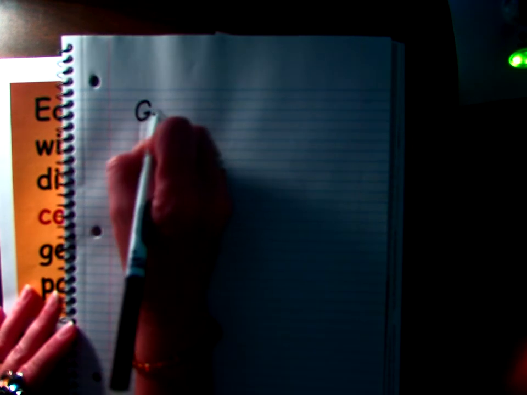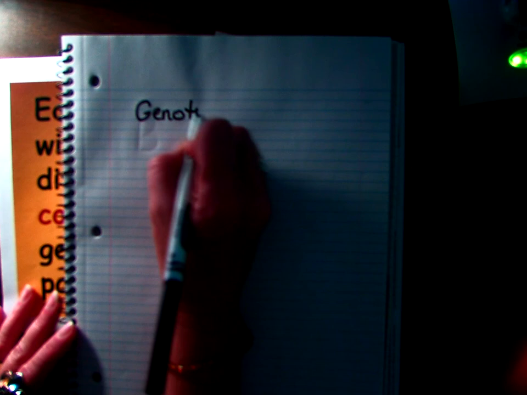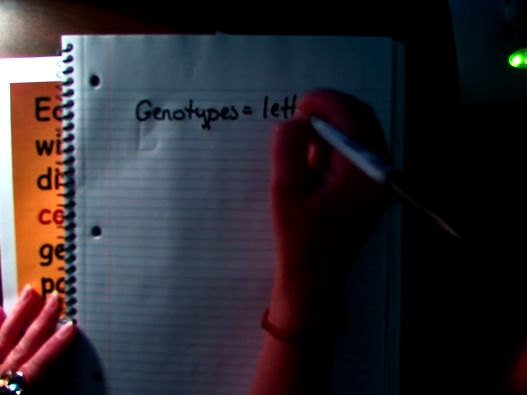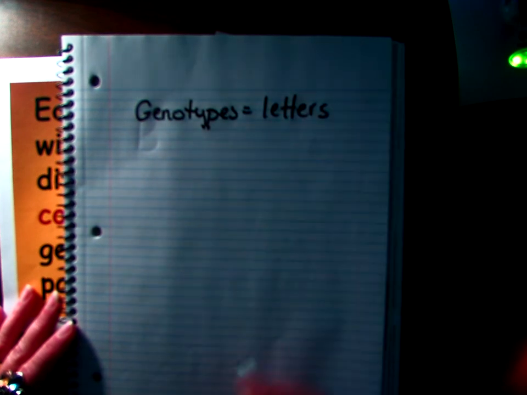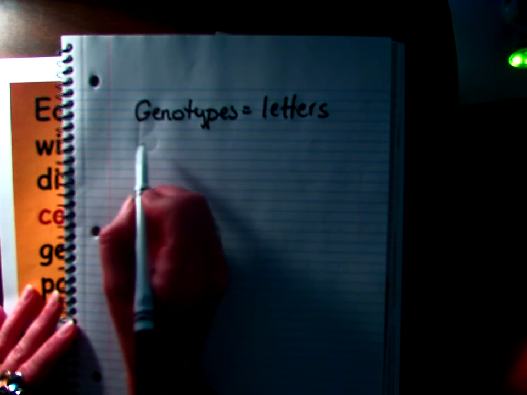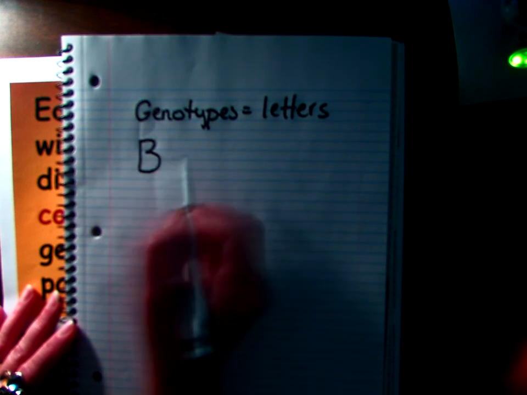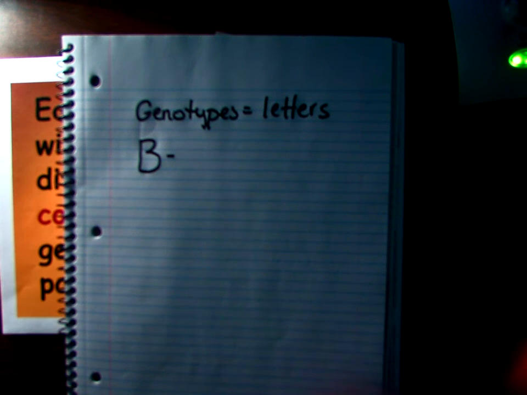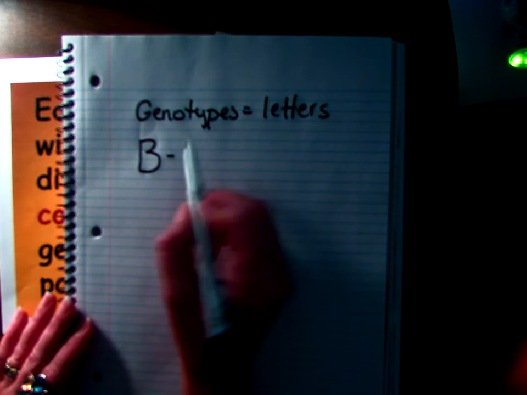We want to show you this real quick. So if we're talking about genotypes, genotypes are really represented with letters. So this is an example. Let's say we're going to use the letter B to look at eye color, which is kind of complex, but we're going to simplify it for you guys.